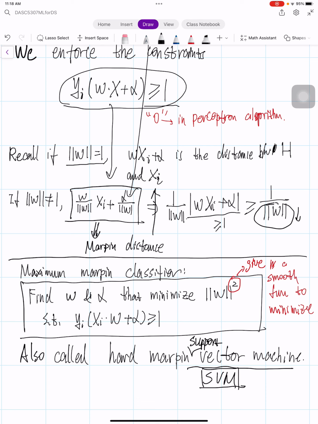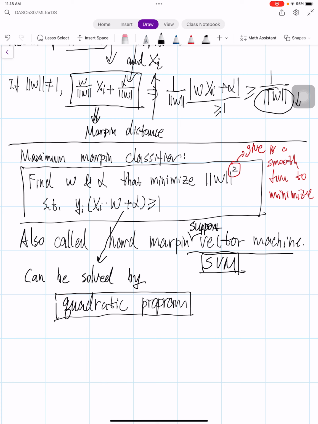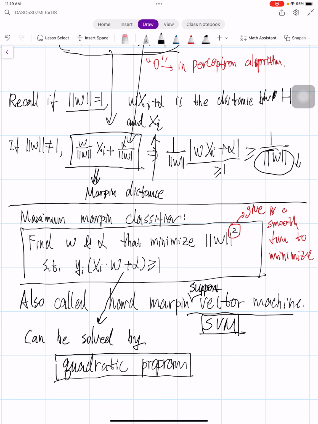Actually, this minimization problem can be solved by a quadratic program. And in the lab or homework, you will see how to solve such a problem, how to solve the maximum margin classifier. Okay, I think that's all you need to know to solve the related questions in the homework. Thank you. That's all for today.